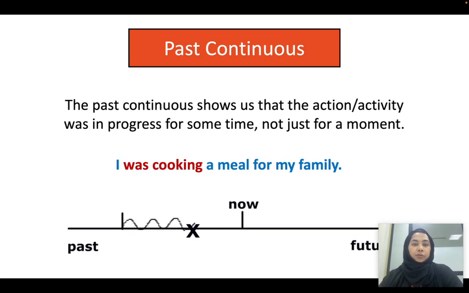Okay, then let's move on to the past continuous. The past continuous tells us about actions or activities that were in progress for some time and not just a moment. They're usually activities that take some time, like walking, cooking, cleaning. Here's an example. I was cooking a meal for my family. We know that cooking does not happen for a moment. It takes time. And it probably was in progress in the past.